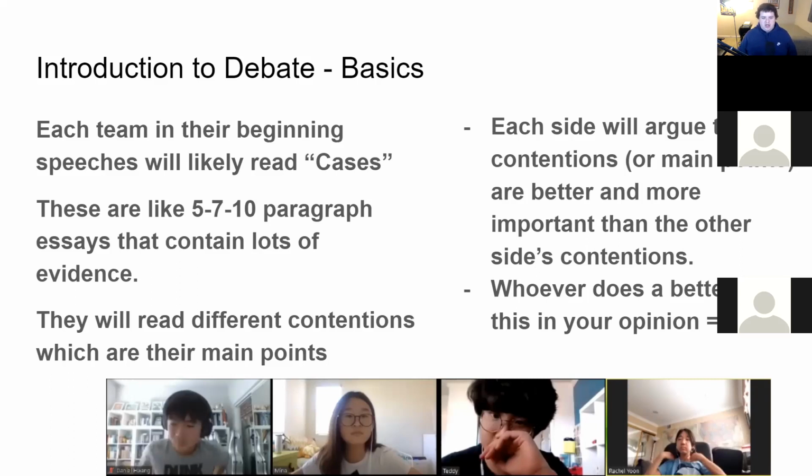Generally, that main speech is subdivided into 2 or 3 or maybe 4 different main arguments or main points. These main points in a debate we call contentions. So if you hear them using the word contention, they are referring to one of these main points that they have made in their opening statement in the debate. Each side is going to argue that their main points are more important than the other side's main points, and that you as the judge should vote for whoever does a better job of explaining why their contentions are better than the other team's contentions, why their points are better than the other team's points.